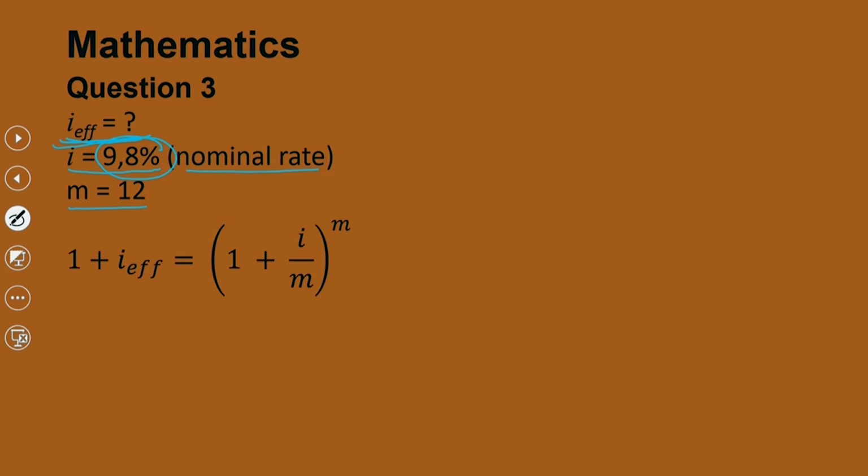Now, what formula are we going to use? We need to use the formula that it is 1 plus i effective equals 1 plus i, this is actually i nominal, right? Over m, which is our period. And everything, remember, everything that is in the brackets to the power of m. Now, what are we going to do? We're going to substitute this information into the equation.